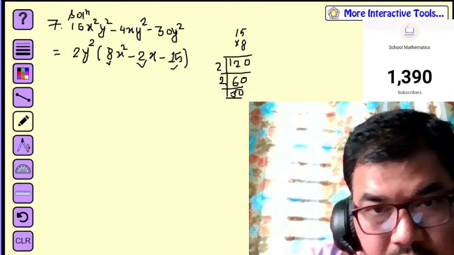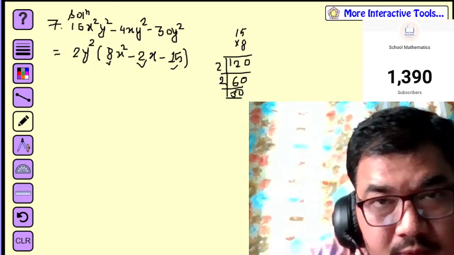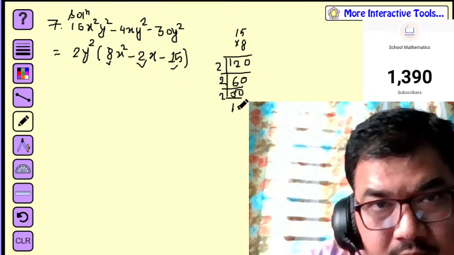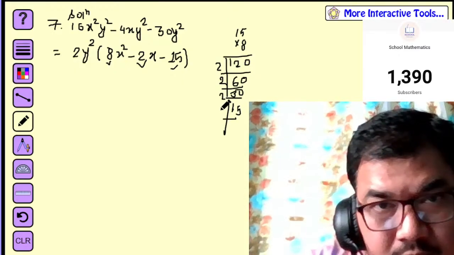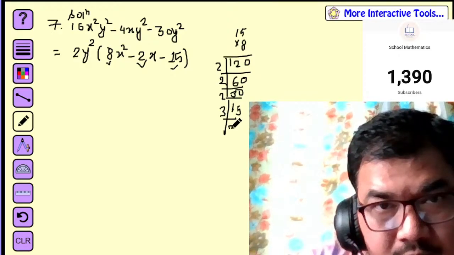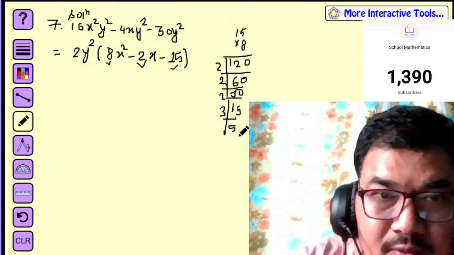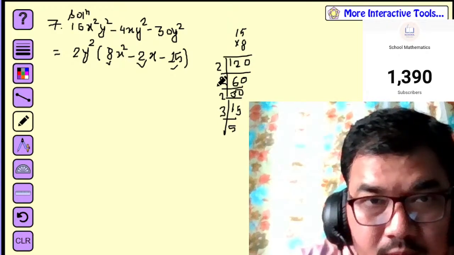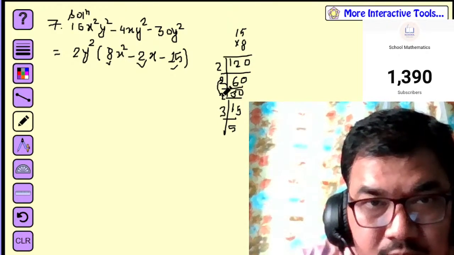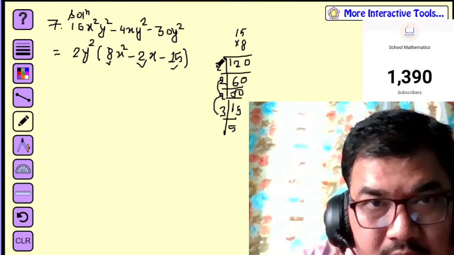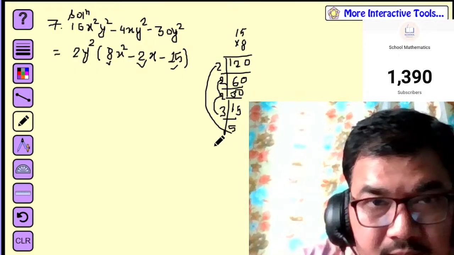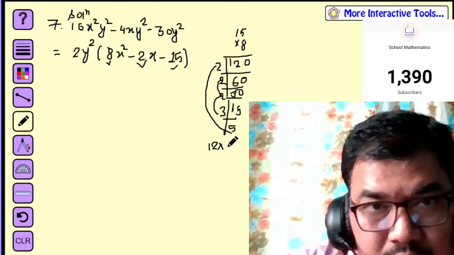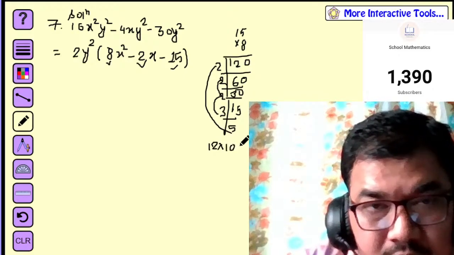Then check the next one. Then 2 15s are 30, and then 3 5s are 15. Now let's make 2 factors whose subtraction should come 2. Yes, it comes: 2 4s are 8, 12 and 2 5s are 10. Then write 12 into 10. 12 into 10 is what here?